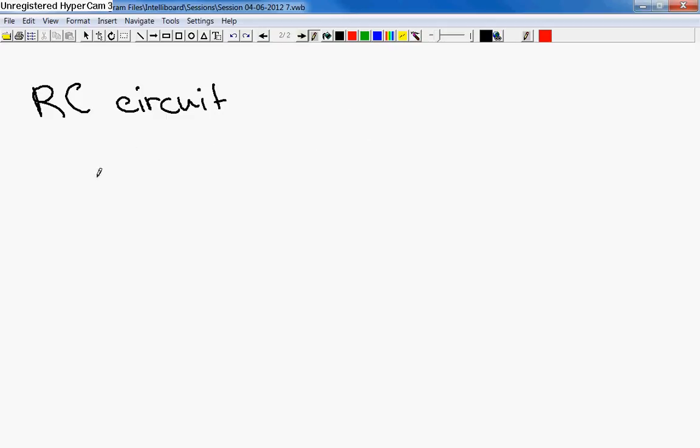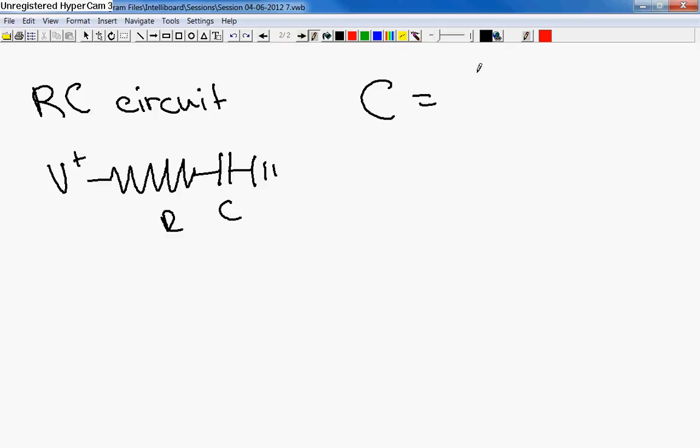Before I get into capacitance, let's draw an RC circuit. So you have some positive voltage, you have a resistor, you have a capacitor, and you have some form of voltage drain. RC. Now, capacitance is defined as the amount of charge per volt. And capacitance is measured in farads, after our old friend Faraday.